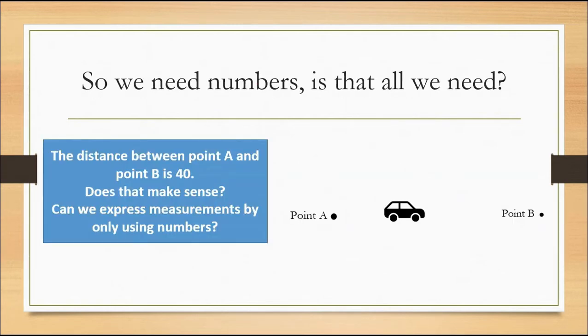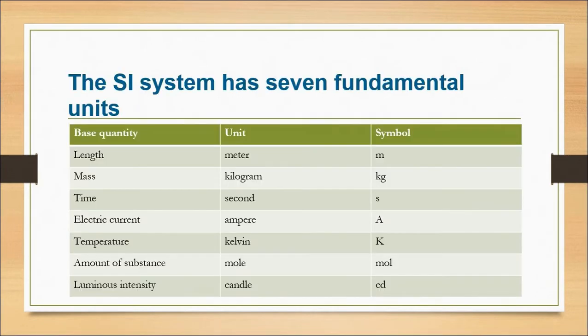If we are told the distance between point A and point B is 40, that doesn't make any sense. We need units, we need scales. 40 watt, 40 meters, 40 kilometers, 40 centimeters. So we need to agree about units. So we needed one system of units. We have 7 fundamental units.